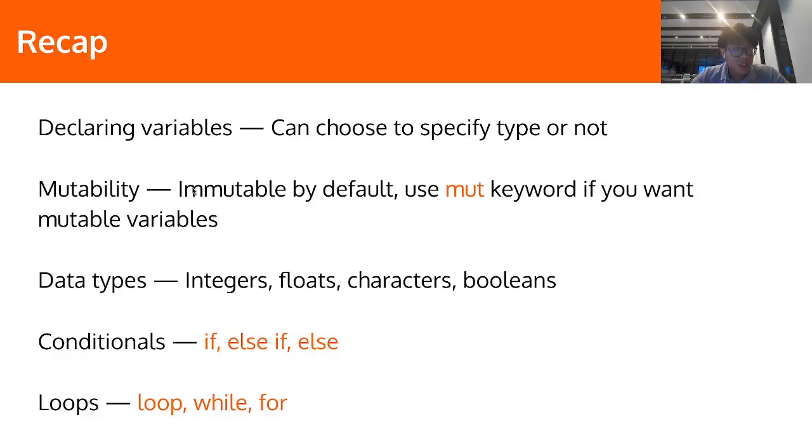So that was all the topics. Just a quick recap. We went through how to declare variables. We can choose whether to explicitly state the type in the declaration of our variables. We also talked about mutability. When we create variables in Rust, they are immutable by default. And if we ever want to modify the value of the variable, we have to use the mut keyword when we're declaring the variable. For the data types, we went through integers, floats, characters, and booleans. And for conditionals, we have if, else if, and else. And for loops, we have loop, while, and for.